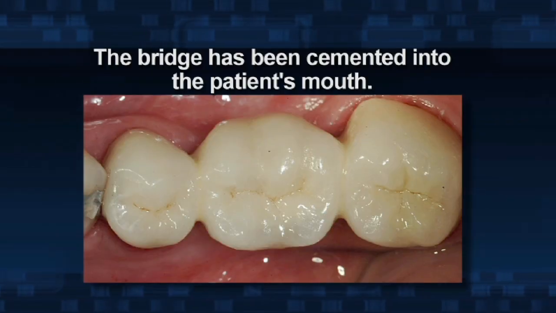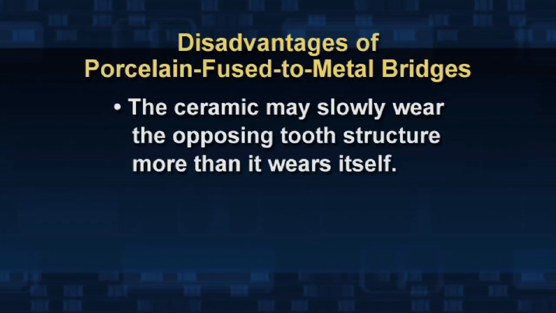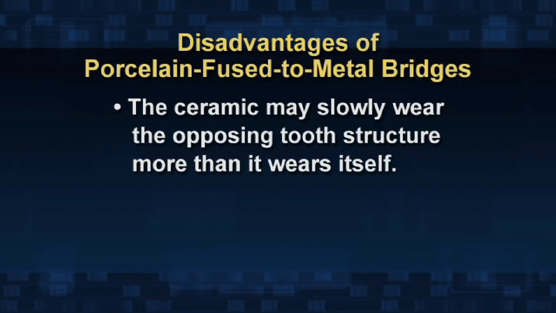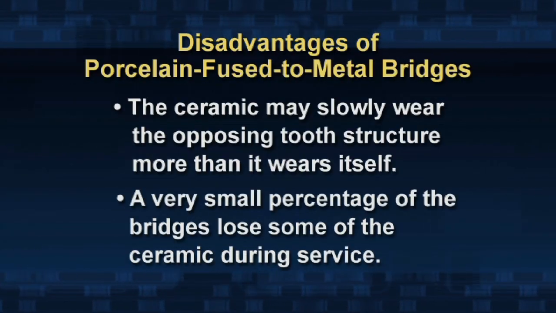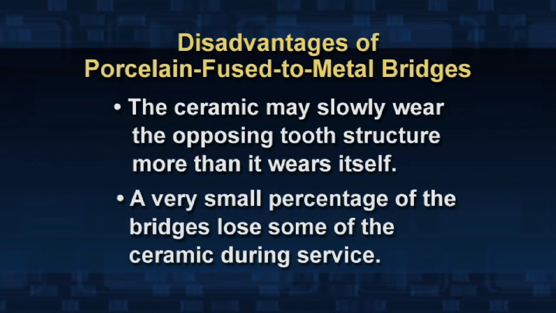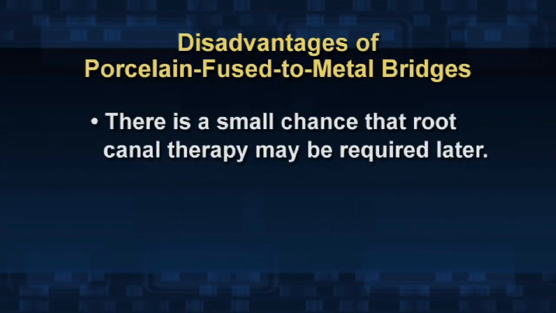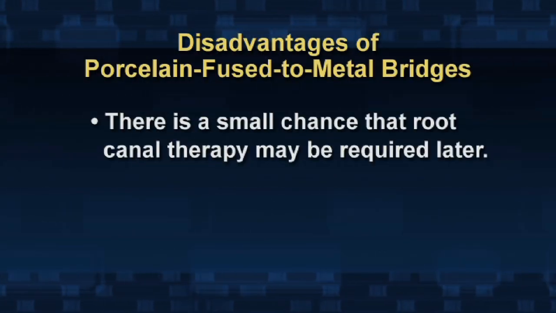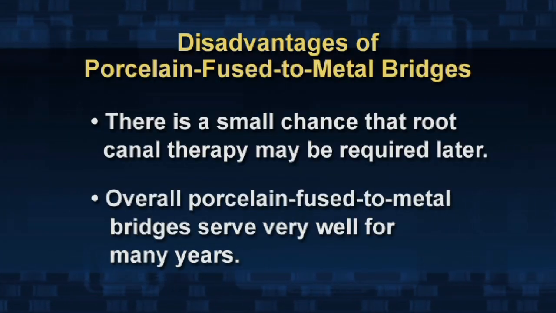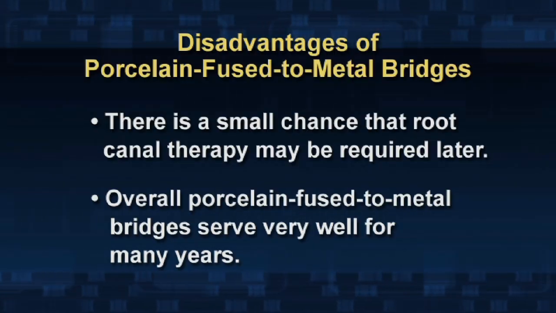It has only a few disadvantages. The ceramic may slowly wear the opposing tooth structure on the other arch more than it wears itself, but this is not a major point in most situations. A very small percentage of porcelain fused to metal bridges lose some of the ceramic during service, but you must traumatize them or in some way break them with force. As with any crown placement, there's a small chance that root canal therapy may be required later. Overall, porcelain fused to metal bridges serve in an excellent manner for many years.